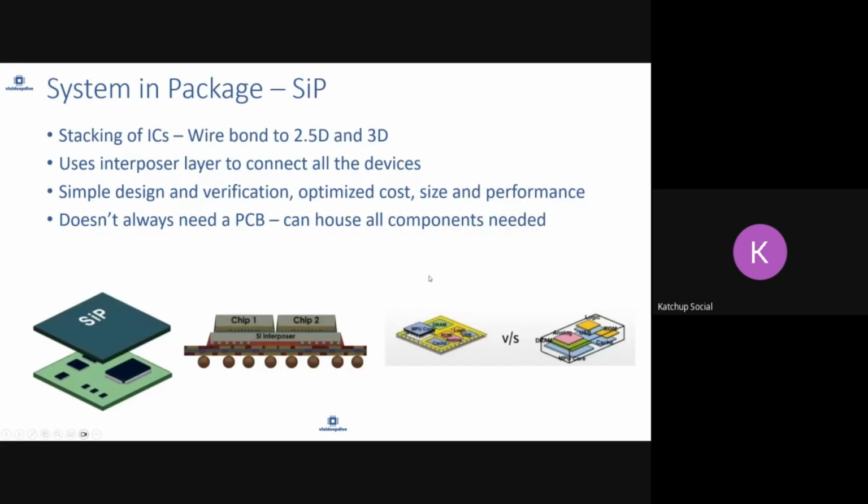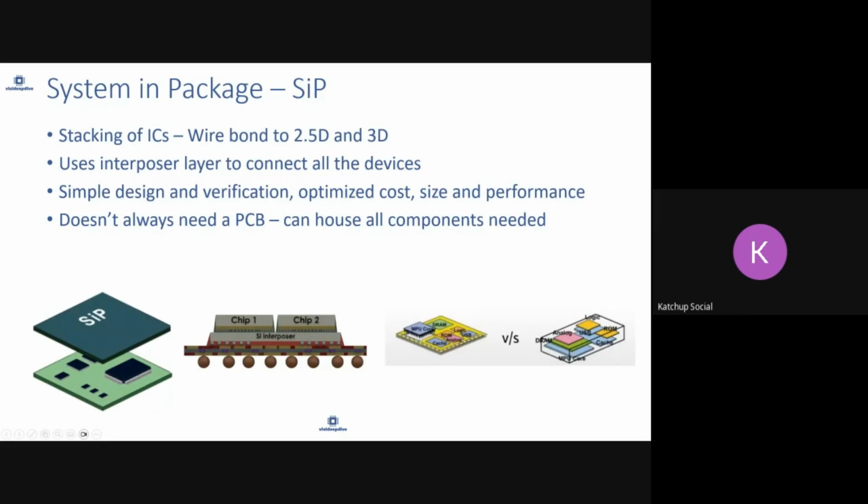Okay. So then came what is known as system in package, and this is still one of the key enabling technologies for even 2.5D and 3D. In system in package, there was stacking of ICs, stacking of chips, and then wire bonding to 2.5 and 3D.